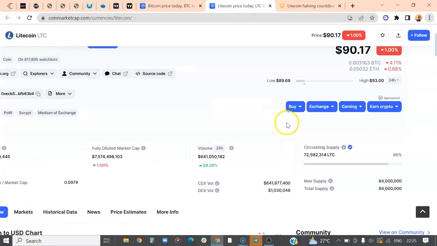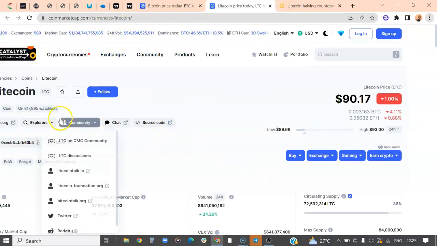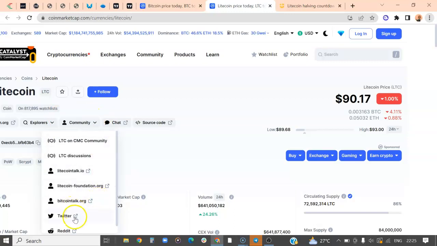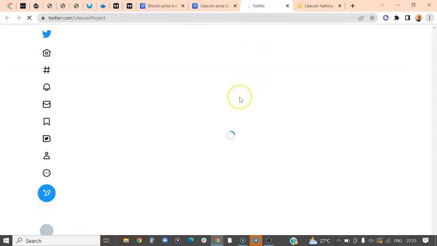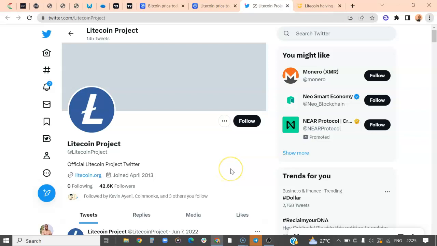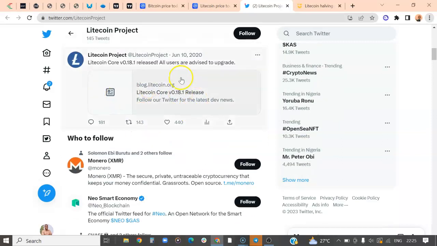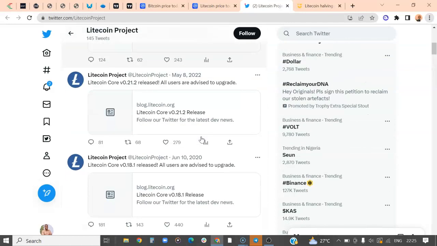So now let's see, do we have any fundamentals that could invalidate our technical analysis? Let's go to Twitter now. So now we're on Twitter. This is Litecoin. They made an update May 8th, then June 10th, they made an update. Sorry, March rather, March 8th.